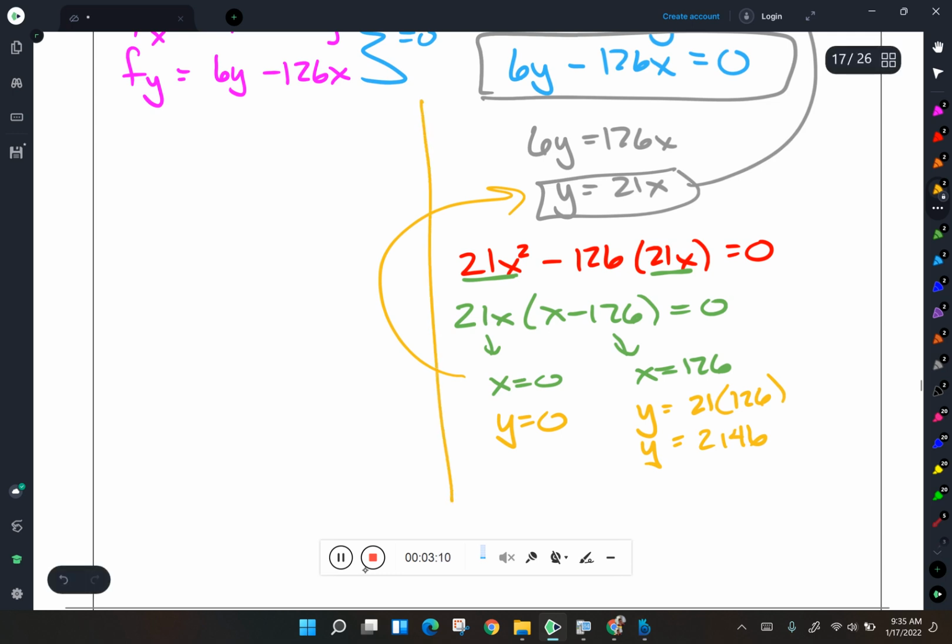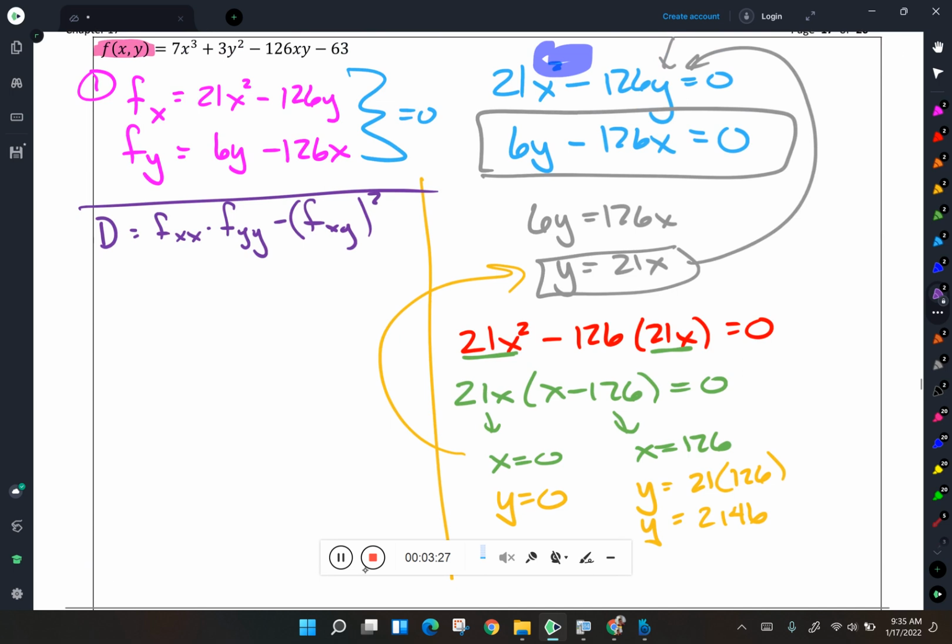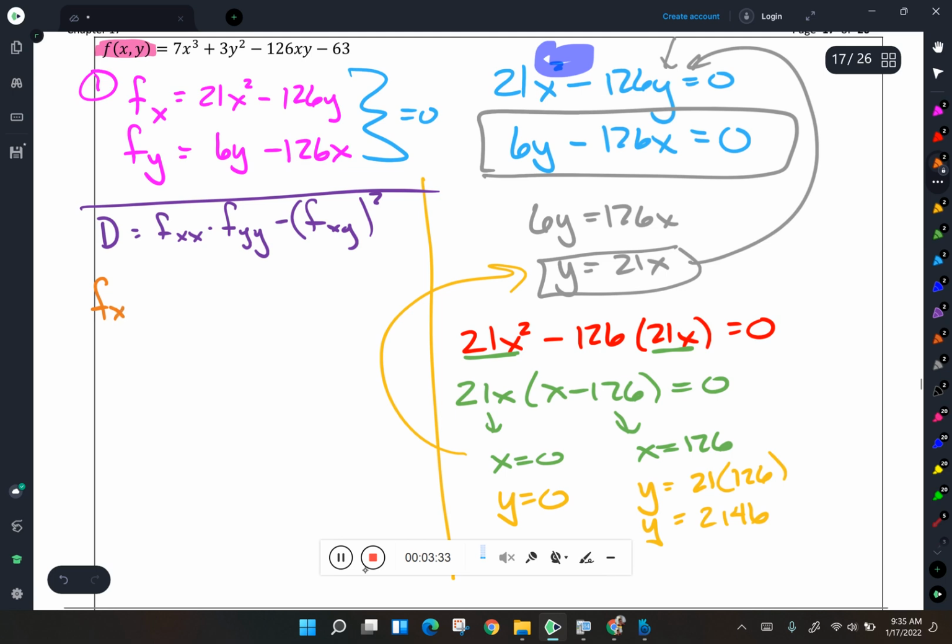Now that I know that I have 2 candidate points, I'm going to go ahead and test those. But in order to test those, I need that discriminant. If you remember, the discriminant was f sub xx times f sub yy minus f sub xy squared. So we need to first find all those second partials. What is f sub xx? That's going to be 42x. And f sub yy will be 6. And f sub xy is going to be negative 126, whichever way you find it.